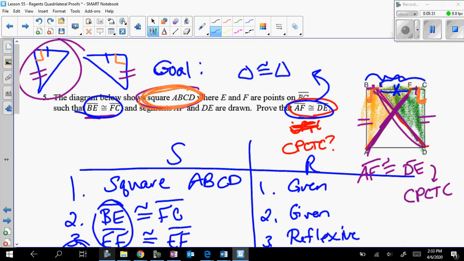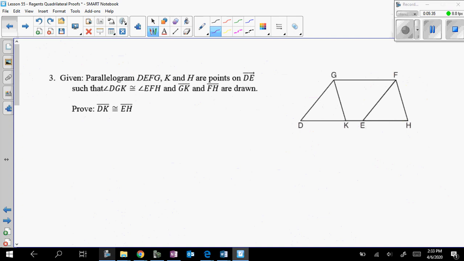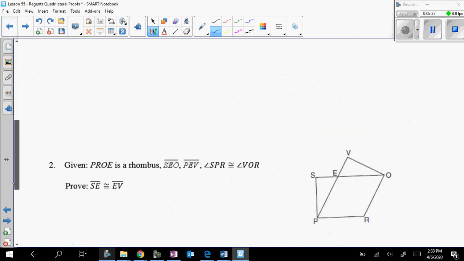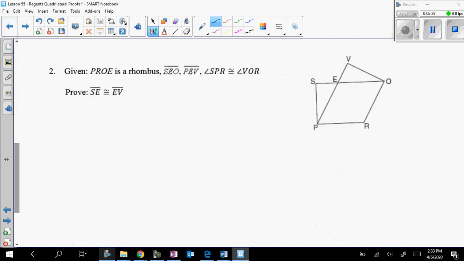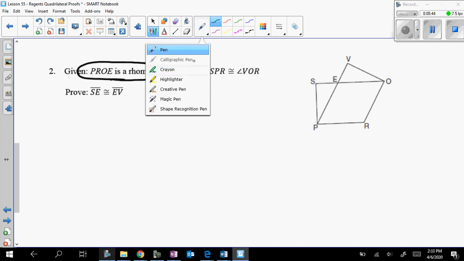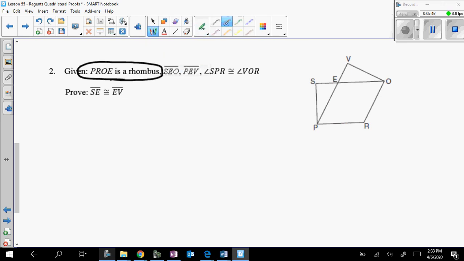Okay? I think what I'm going to choose to do is proof 2, and then I'll end the video here, because we haven't done one of these. Rhombus. Let me shade it in. What's a rhombus? So this is the rhombus right here. This one.